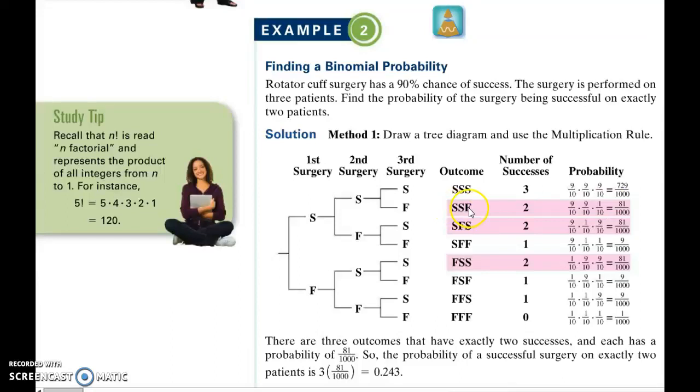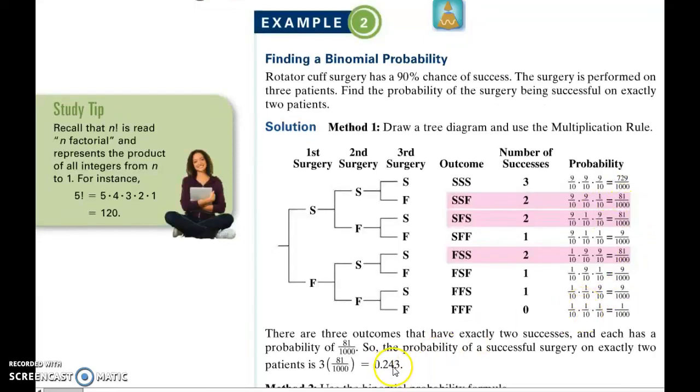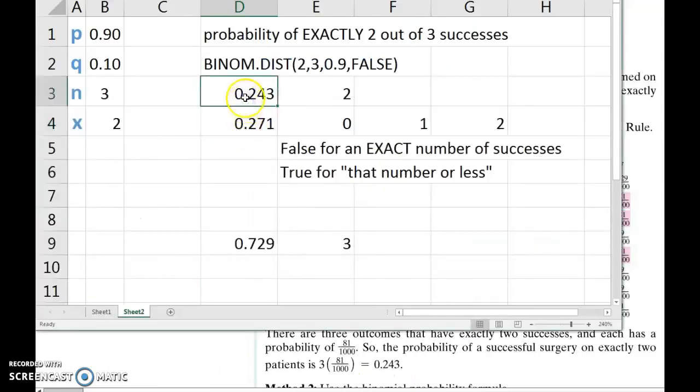Now, 2 out of 3 successes could be the first 2 successful, the first and the last successful, or the last 2. Those are the only 3 options. And the probabilities for each of those is shown here again with the multiplication rule of probability. If you add those 3 things together, you get 0.243, and that's exactly what we got here when we typed in 2 out of 3 successes, 90% false.